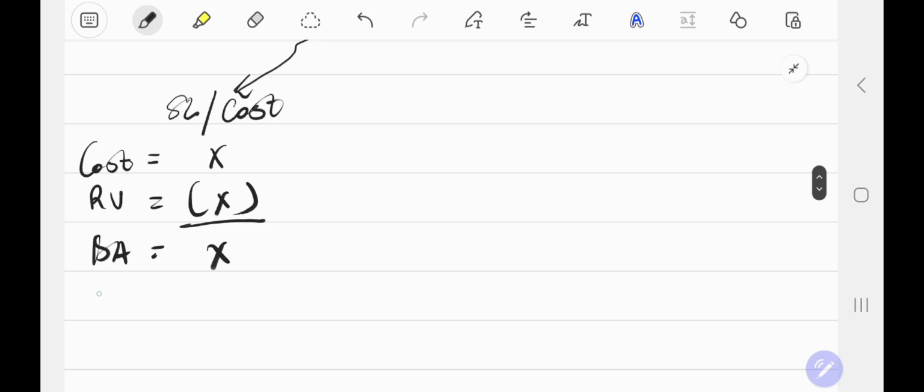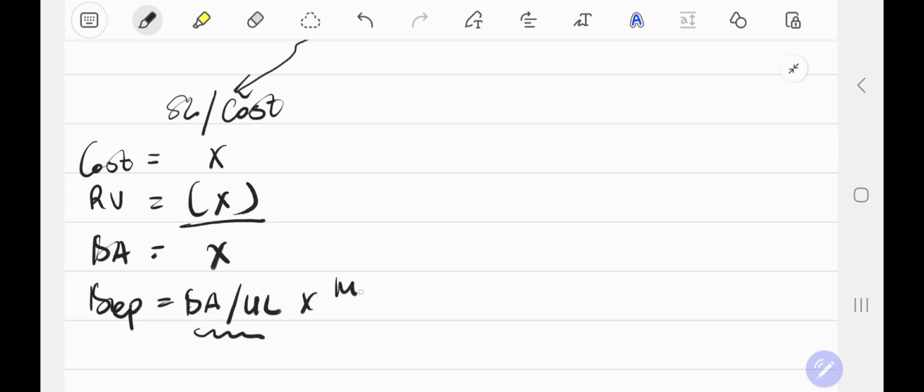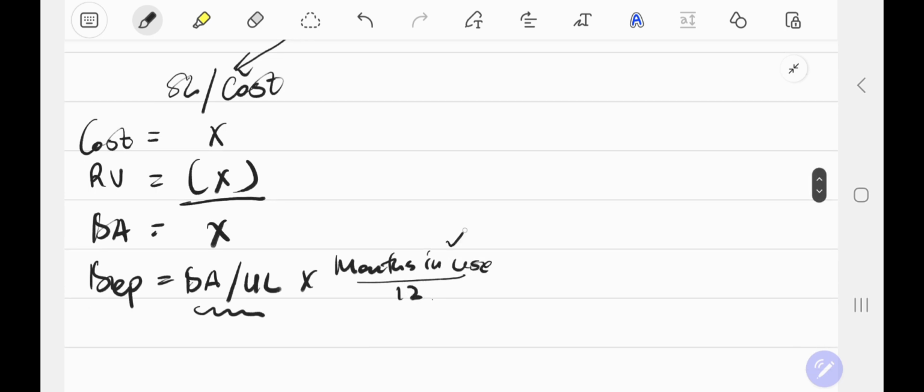So you'll say cost minus the residual value, and then you'll get the depreciable amount. From there, you'll calculate depreciation using the depreciable amount. You'll say depreciable amount divided by the useful life, for example 4 years. So you'll divide by 4 years, and then multiply by the months in use, divided by 12. If you have used the asset for 7 months, you'll say 7 over 12. If you have used the asset for 12 months, it's going to be 12 over 12.